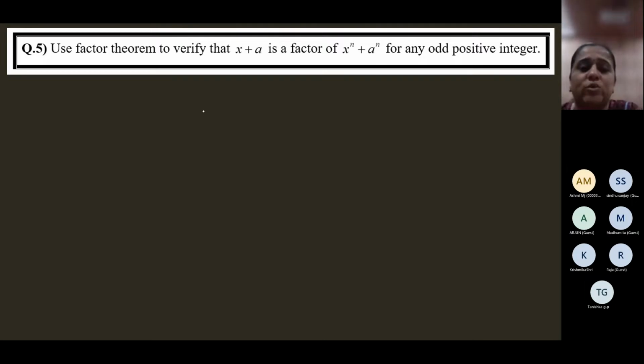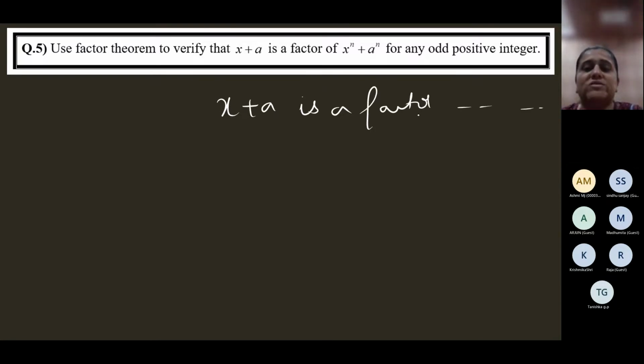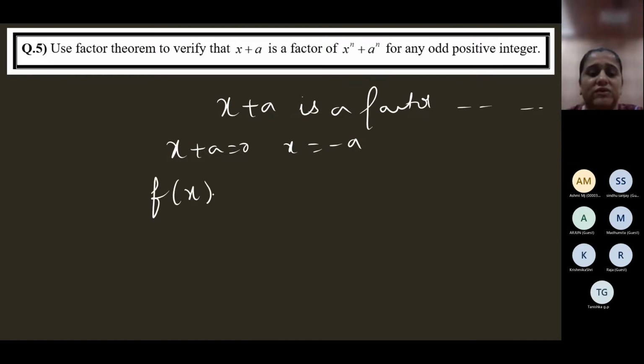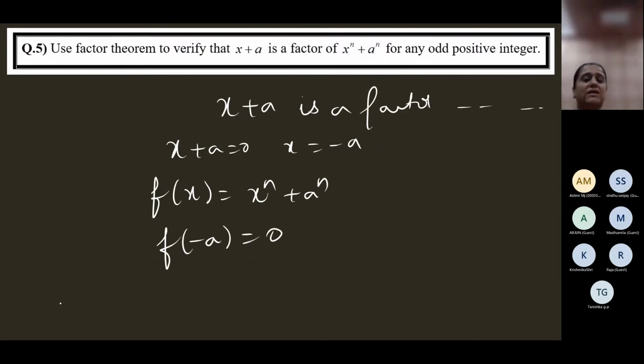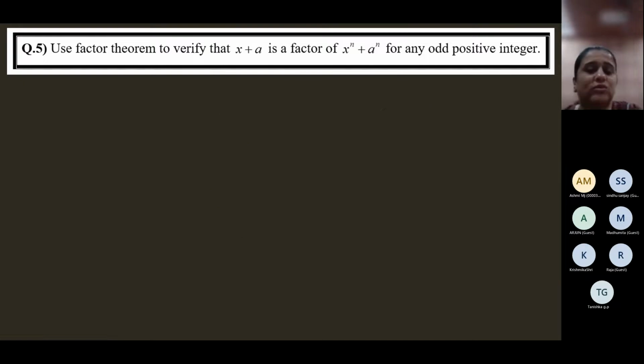So children, to prove that x plus a is a factor of some other polynomial, you must prove that the remainder is 0. That means x plus a is equal to 0, x is equal to minus a. So now if you call this f of x is equal to x to the power n plus a to the power n, you should show that f of minus a is equal to 0. That's all. Let me write it, one minute. Let me do it slowly. Now just watch what I'm writing.